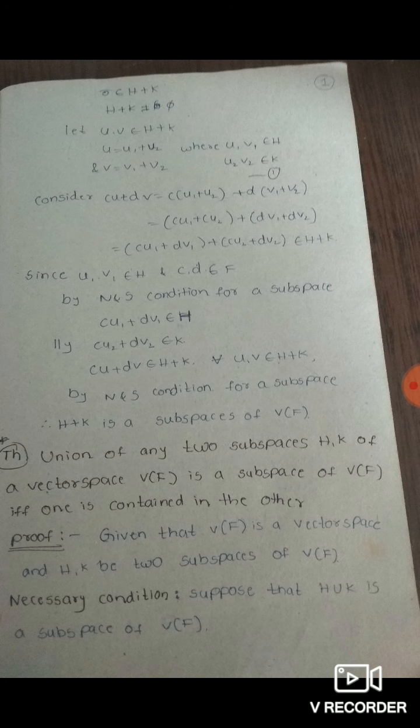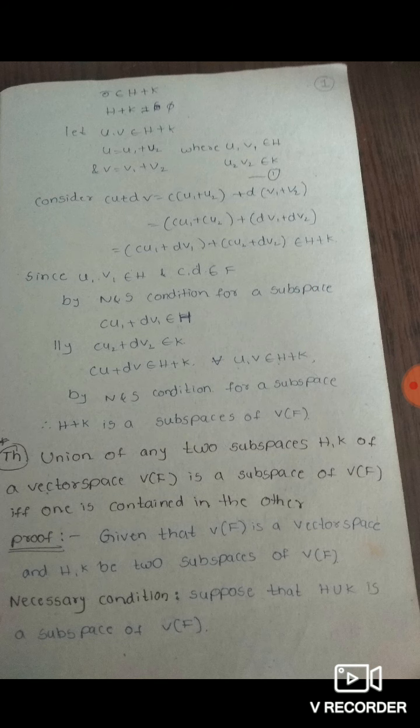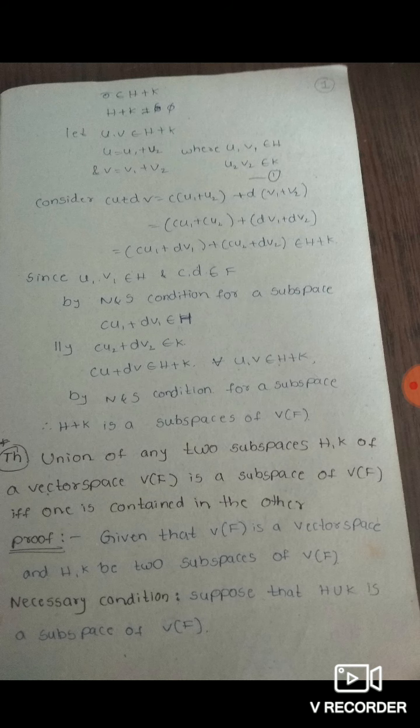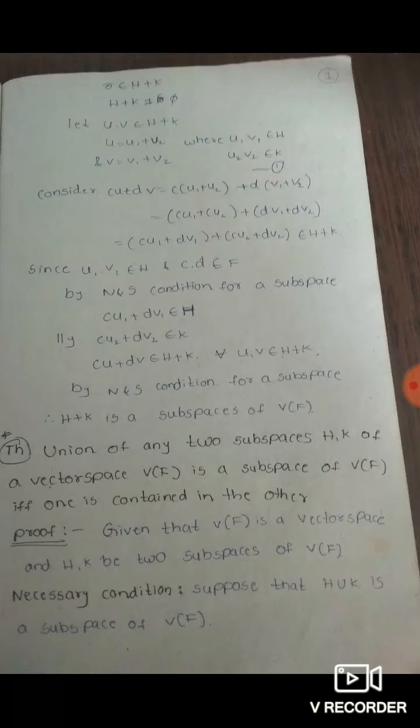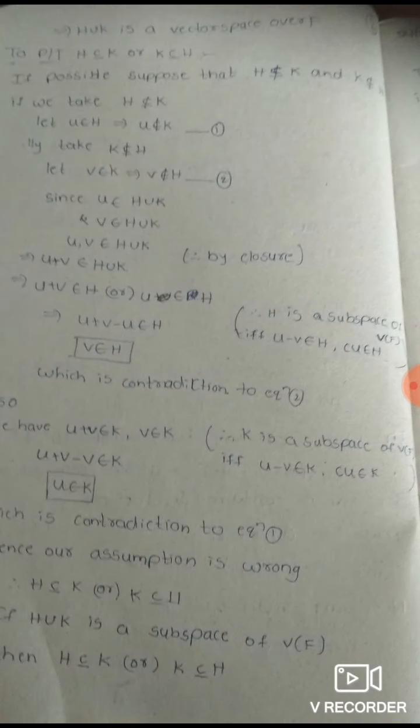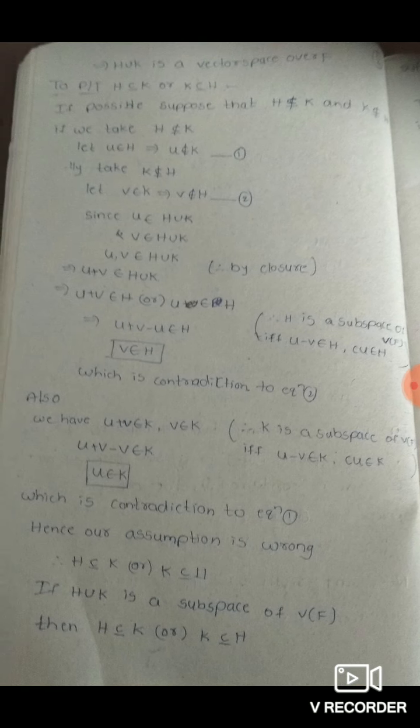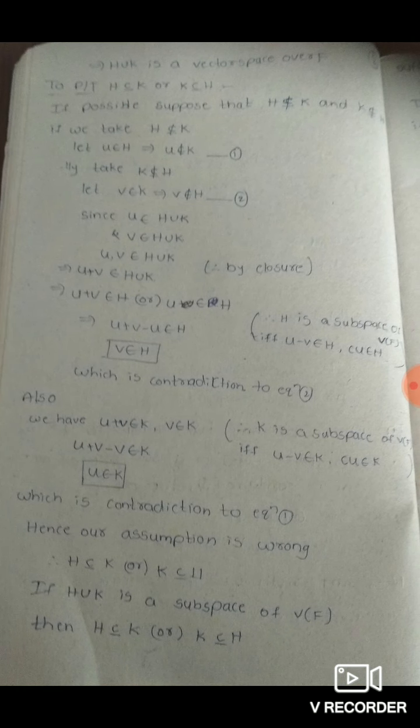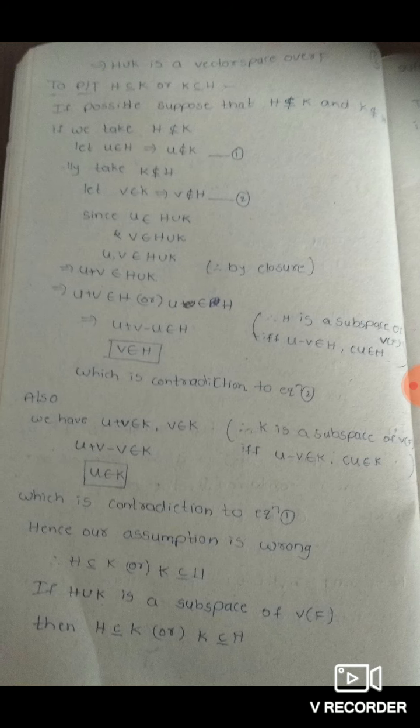What we have to show? For the necessary condition, one is contained in the other. One is contained in the other means h is a subset of or equal to k and k is a subset of or equal to h. We have to prove that h is contained in k or k is contained in h. Given that h union k is a vector space over f, to prove that h is a subset of or equal to k or k is a subset of or equal to h.